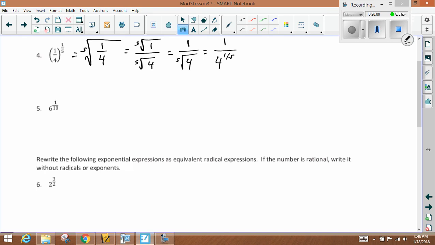What would I need to multiply 1/5 by to get 1? 5, right? So in this case, if I'm going to rationalize this, my clever number has to be 4 to the 5th power. So that becomes 4 to the 5th over 4 to the 1/5 times 4 to the 5th. This is going to get rid of our radical, okay? So that's 4 to the 5th over 4 to the 4th first.